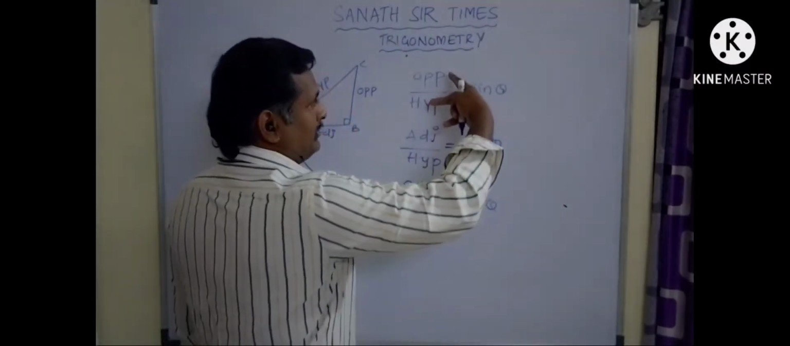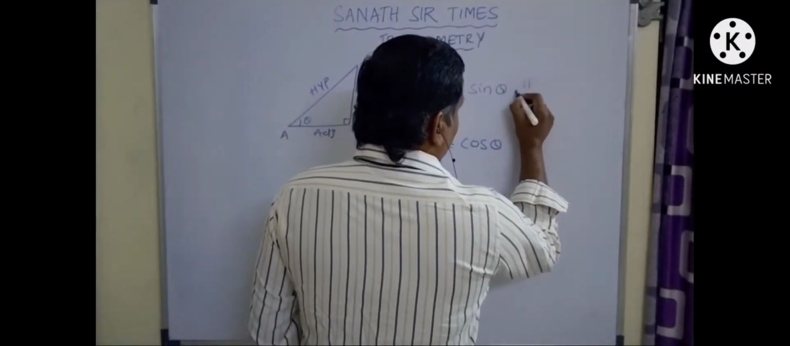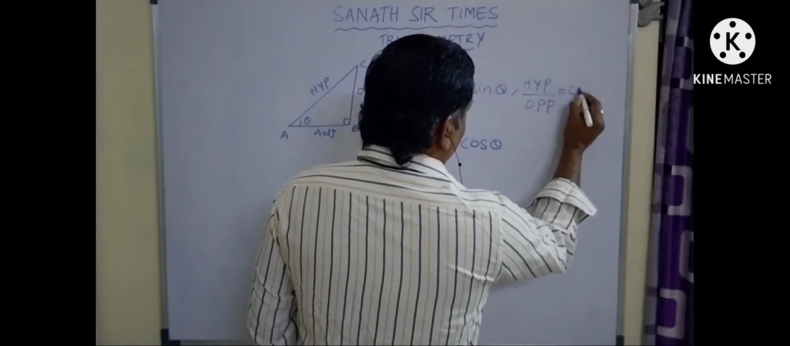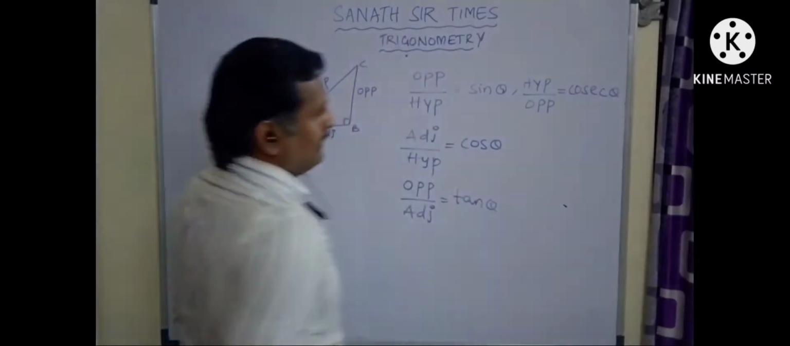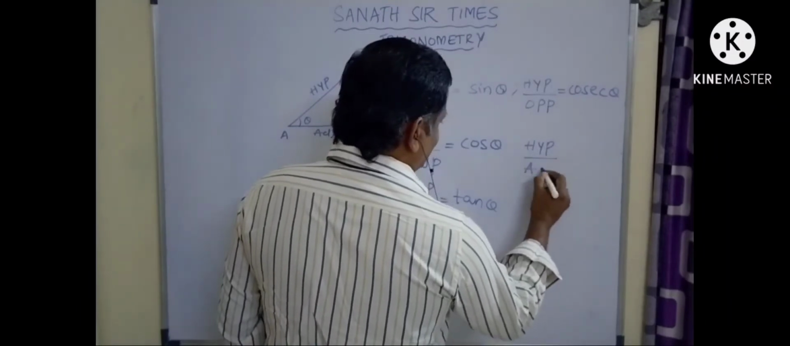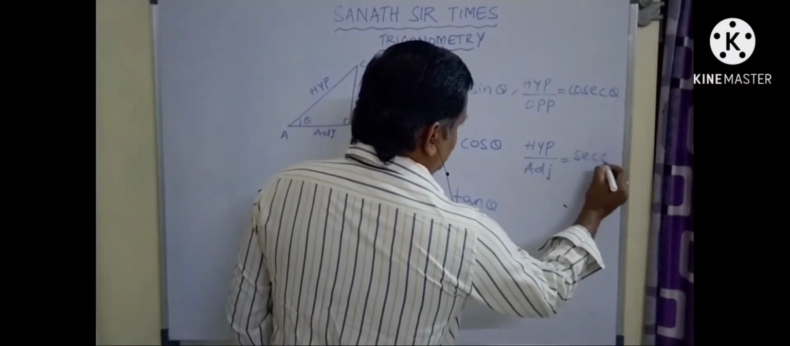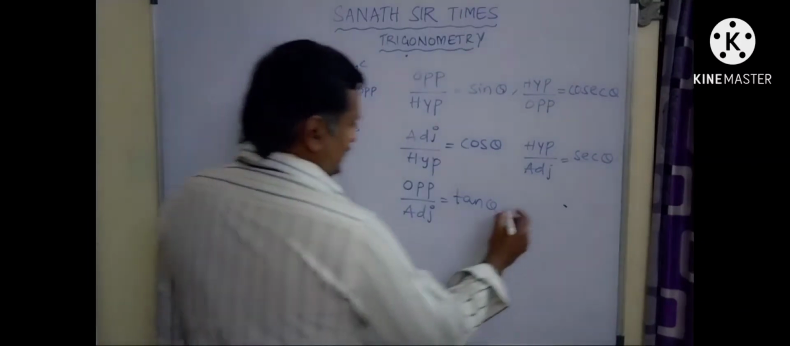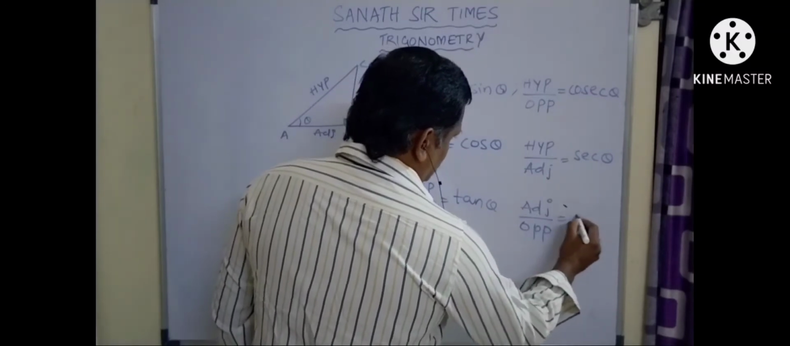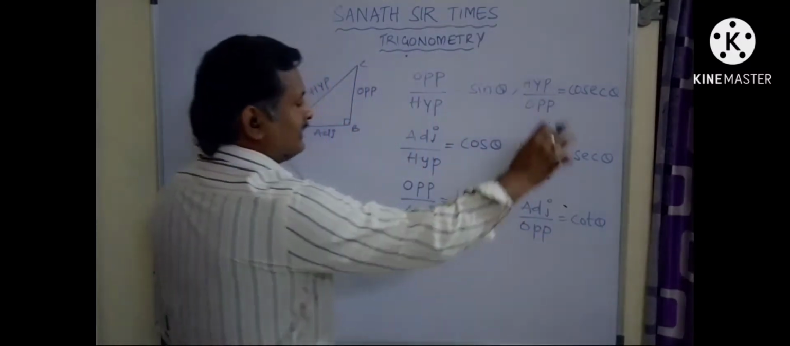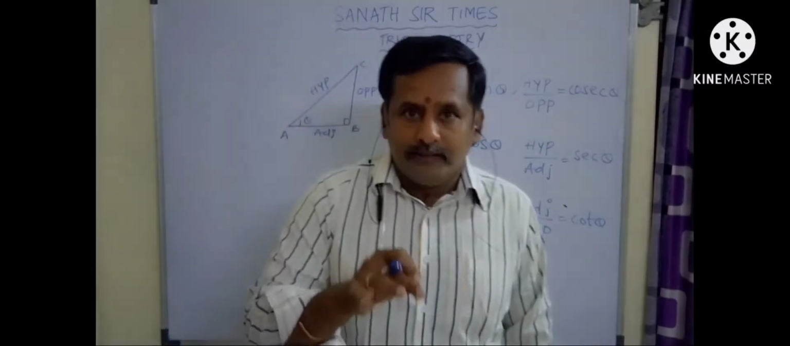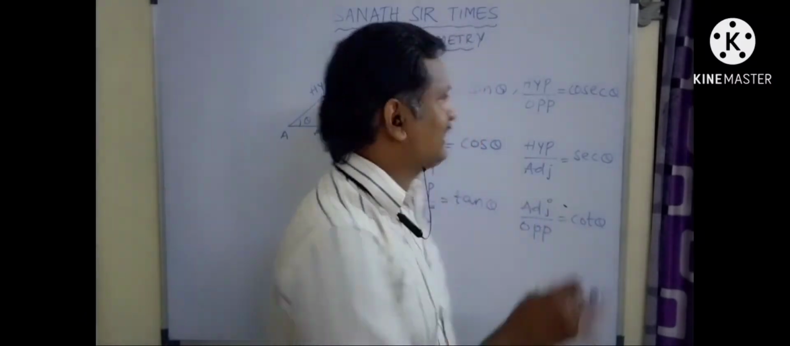Now you can also get the reciprocals of these three functions. Reciprocal means interchanging numerator and denominator. When the biggest side is divided by the opposite side, we name it as cosecant theta. When the hypotenuse is divided by the adjacent, the name of that ratio is secant theta. Similarly, when the adjacent side is divided by the opposite, we call it cot theta. So these are the six trigonometrical ratios, the characters of the film.